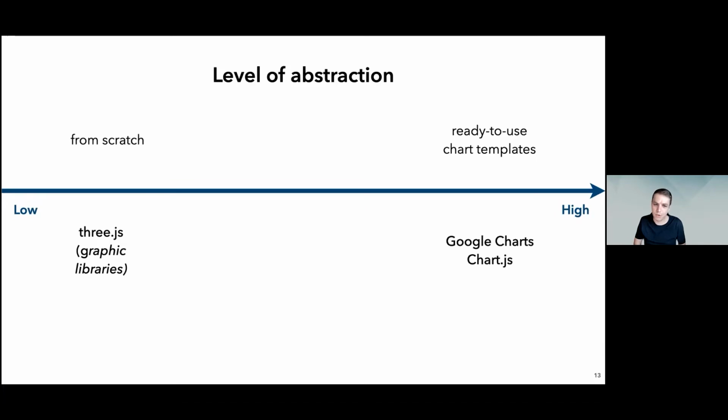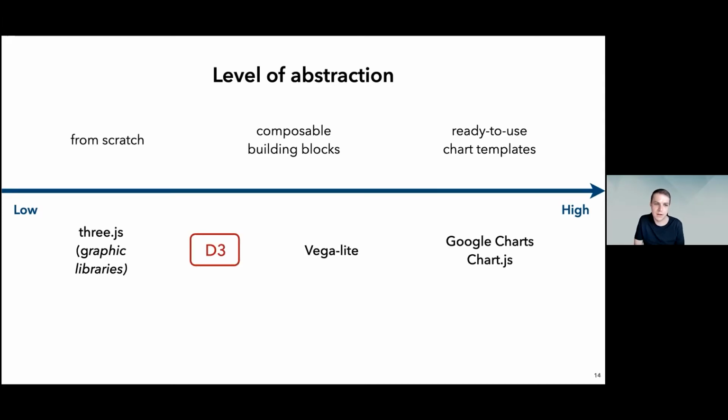For example, Google Charts or Chart.js, they provide predefined templates of common chart types. So for example, bar charts and scatter plots and all these popular visualization types. But the problem is these chart libraries are limited to these templates, and it's very difficult to customize them or change styles or even come up with some new visualization.